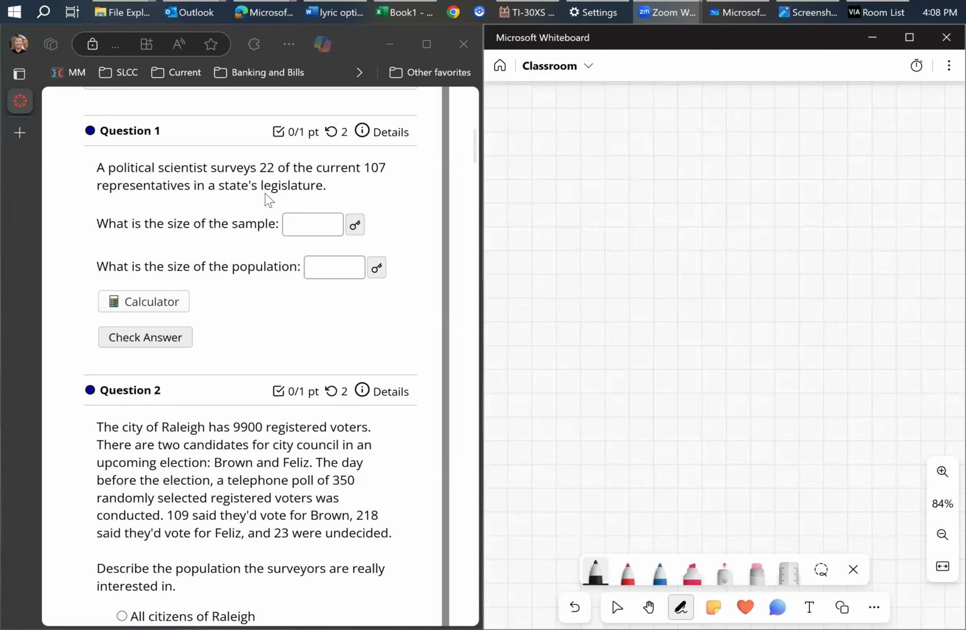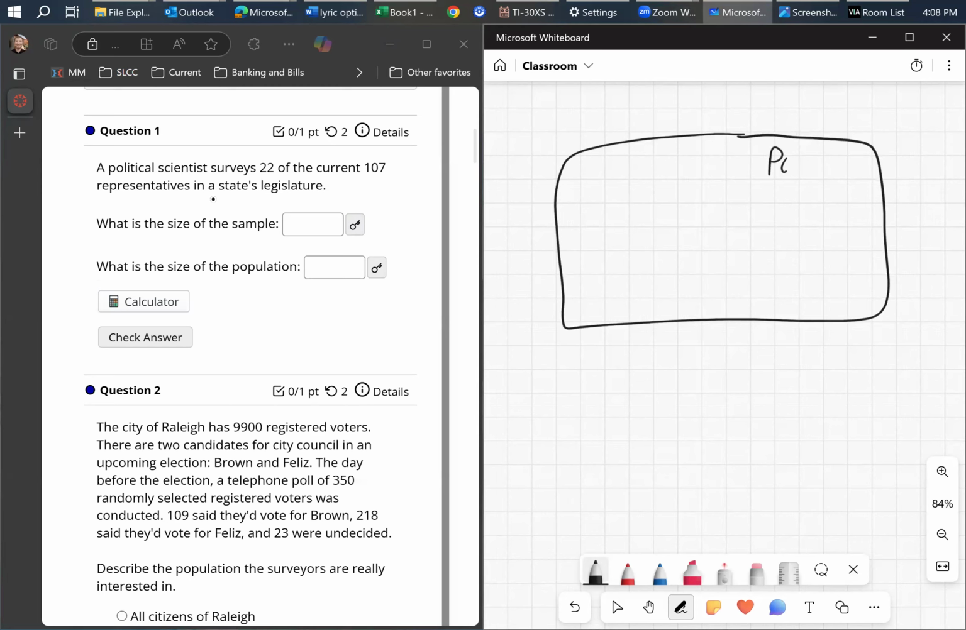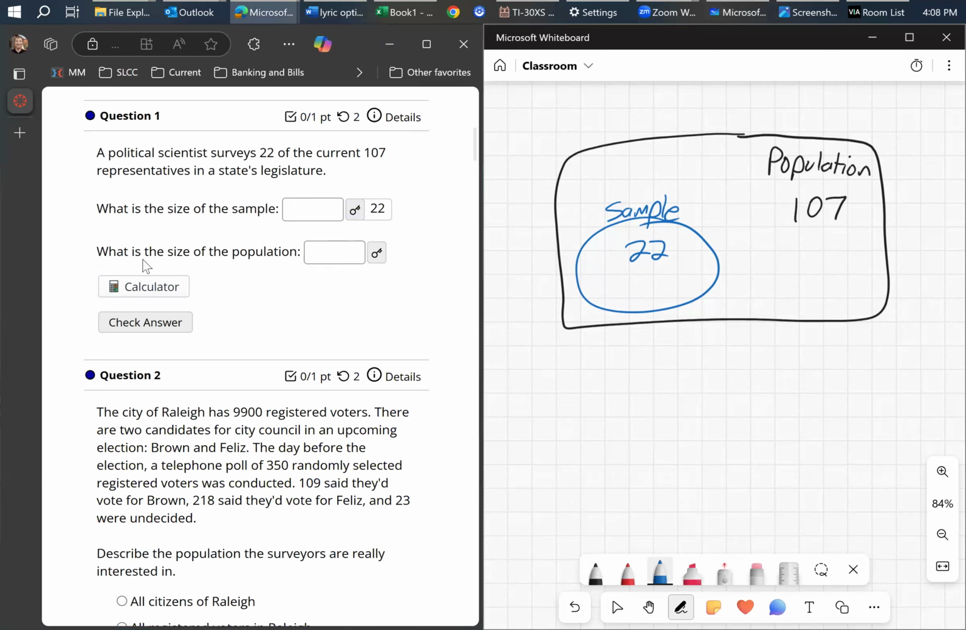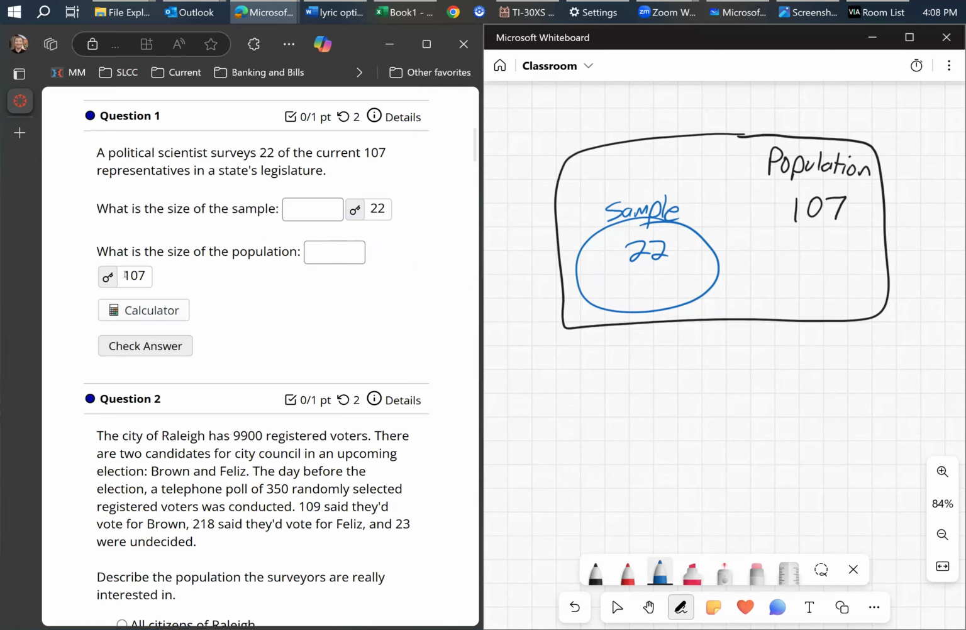A political scientist surveys 22 of the current 107 representatives in a state's legislature. What is the size of the sample? What is the size of the population? So the population is a large group. In this case, that population would be 107 representatives. And the sample is a subgroup. In this case, it's the 22 that the political scientist surveyed. So the size of the sample is 22. The size of the population is 107.